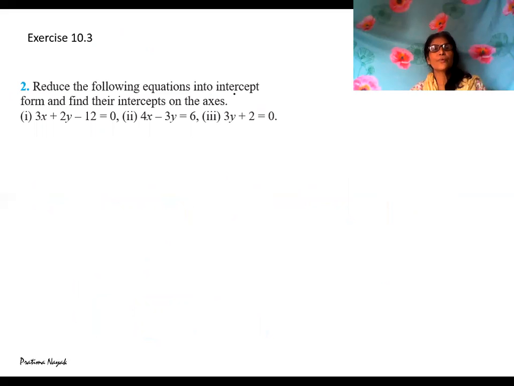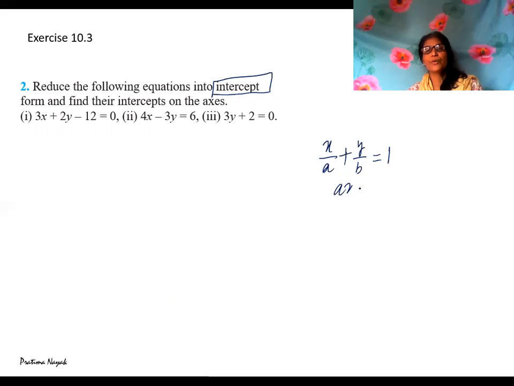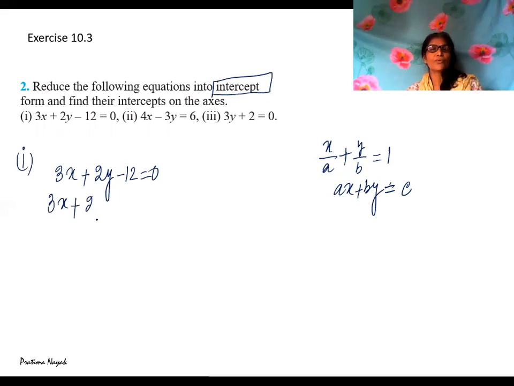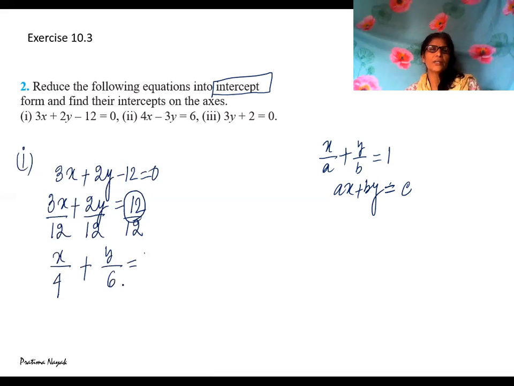Reduce the following equation into intercept form. So what is intercept form? Intercept form is x by a plus y by b is equal to 1. And what is general form? Ax plus by plus c is equal to 0. You have to shift c like this and make it 1. So let us proceed. 3x plus 2y minus 12 is 0. So I'll write this is 3x plus 2y is equal to 12. Then I'll divide throughout by 12 to make the right side 1. So what I'm getting? I'm getting x by 4 plus y by 6 is equal to 1. So what is x-intercept? X-intercept is 4. What is y-intercept? Y-intercept is 6.